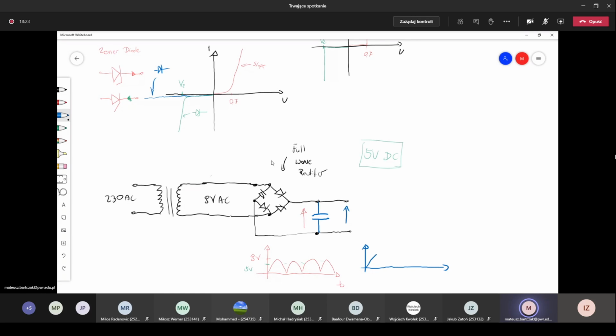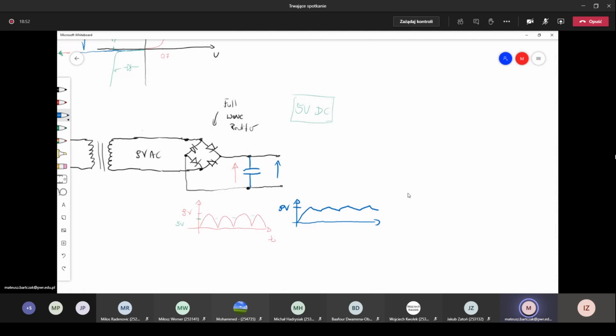So we will have charged, discharged, charged, discharged, charged, discharged. So now we will have something similar to that, and of course around 9 volts. And now we will have something which looks like constant voltage, but we have a voltage ripple. Here we have V ripple.